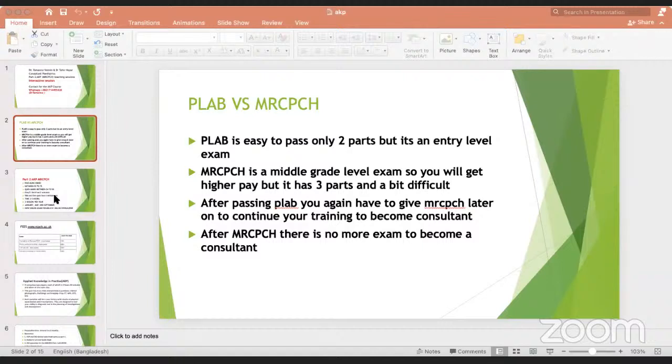So I would suggest that whoever is under training period, any training period, like if you are doing some honorary medical officer or you are doing some medical officer job.